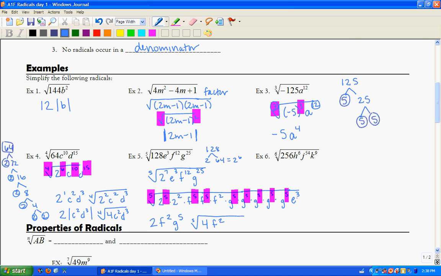I see I forgot the E up there. You have E cubed, but 3 is less than 5, so that guy is stuck underneath there as well.